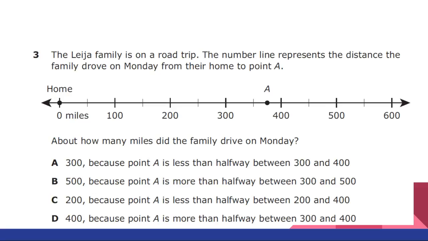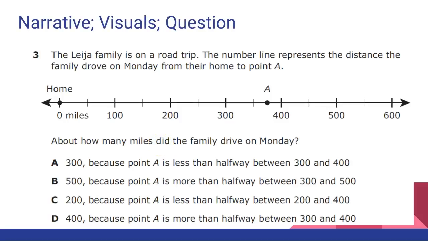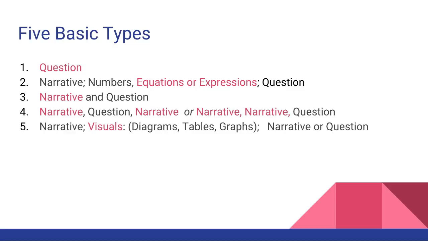Number 3. You should have noticed that something really gave number 3 away. It has a visual. So we have a narrative, a break, a visual, a break, and then a question. So this is a narrative, visual, question. And again, it could be a number line, any type of visual. So here are 5 basic types. What do you think occurred most often on the 3rd grade STAAR math test?